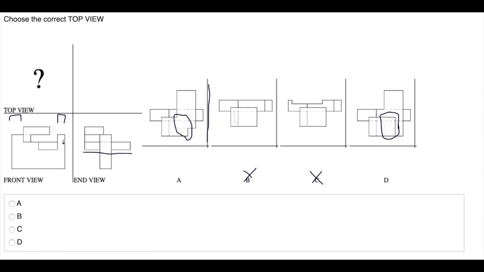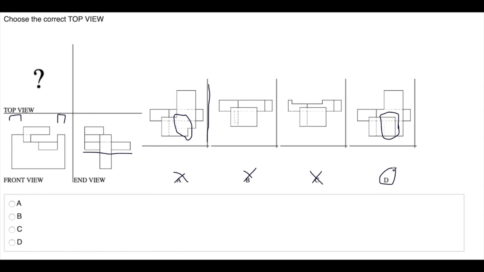So now we look at the front view to see what is the most superficial layer. And we would see that it's that little block right there, and it's all alone, and it's not a single piece. So since it's not a single piece, we know it's not A, and it has to be D. So D is the correct answer.